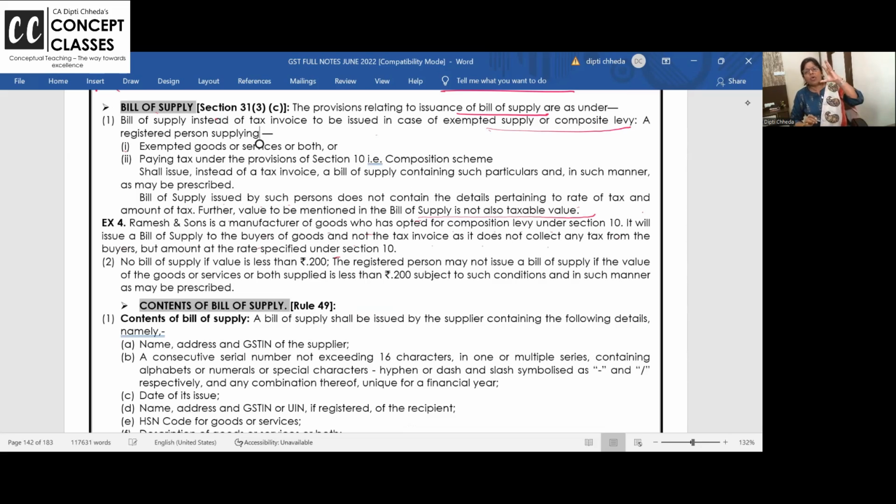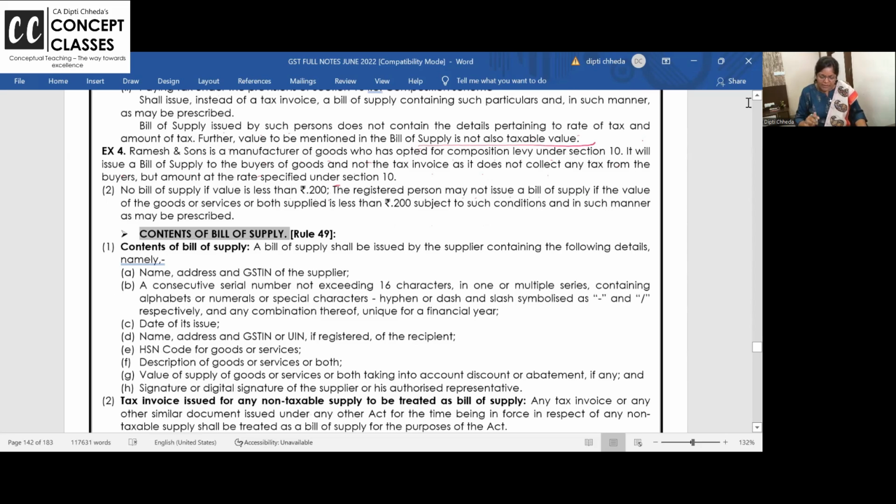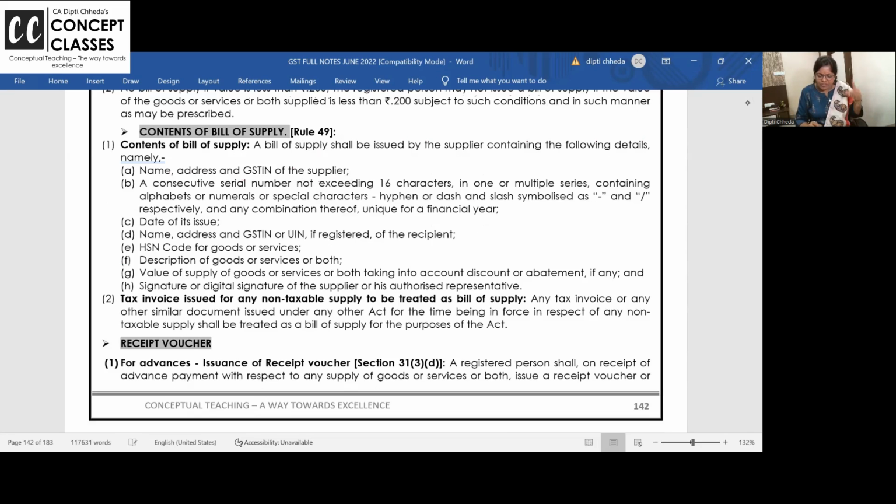So if you are going for composition or if you are supplying exempted goods, what is the document for you? Bill of supply. A registered person may not issue a bill of supply if the value of goods is less than 200. Contents of bill of supply: name and address and GSTIN, serial number, date of issue, HSN code, description, value, signature. No rate, and no taxable supply.